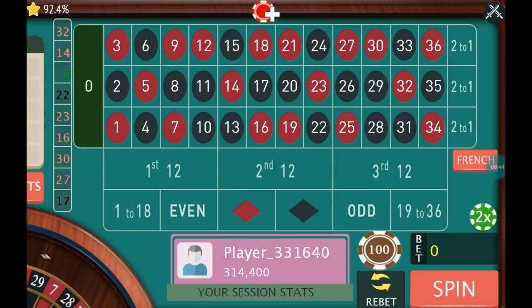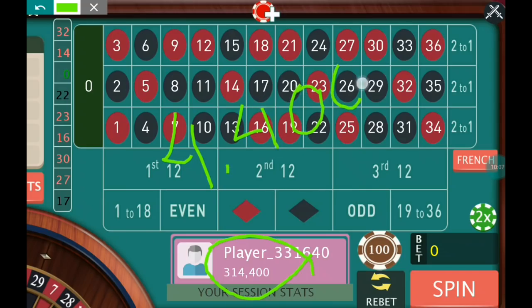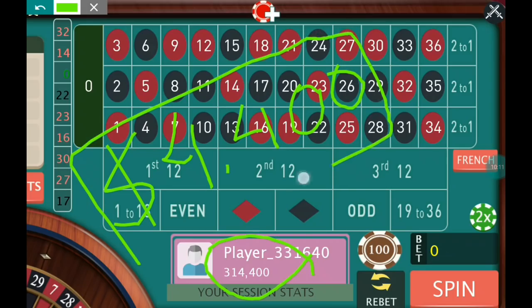Wait 1 minute, I will show you. It's 3,14,400. At the beginning we started the video with 3,10,000 and now we are at 3,14,400. Means in this 10 minutes of play, we have made a profit of 4,400 dollars. This is a very quick profit making trick.